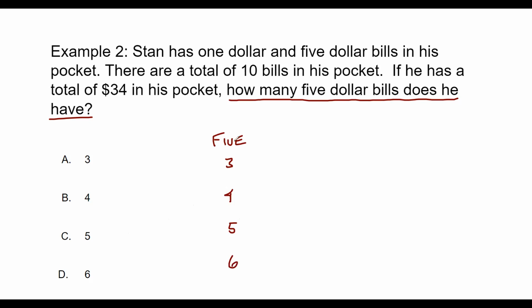Now, keep in mind that if we know the number of fives, we can figure out the number of ones. This is where that principle comes in. We know that between these two, there are 10. So we can use subtraction. 10 minus 3, 7. 10 minus 4, 6. 10 minus 5, 5. And 10 minus 6, 4. Notice that all of these add up to 10. They have to, because there are 10 bills in the pocket.